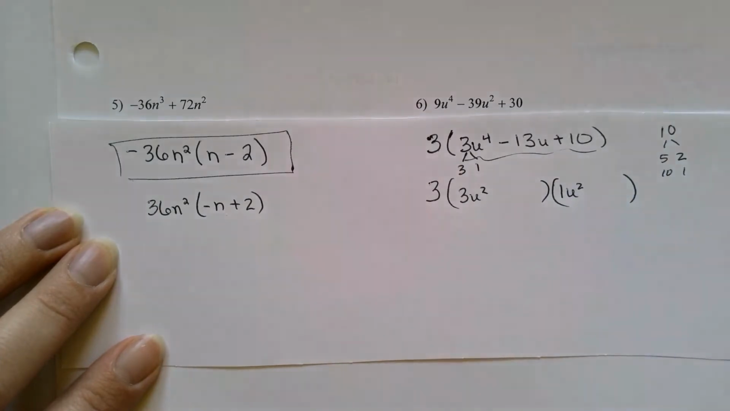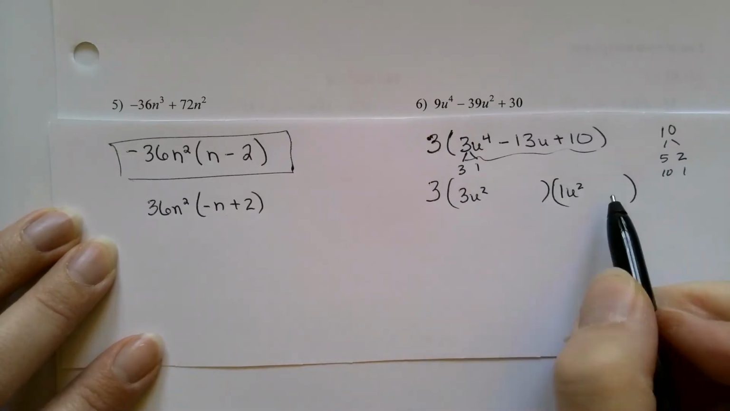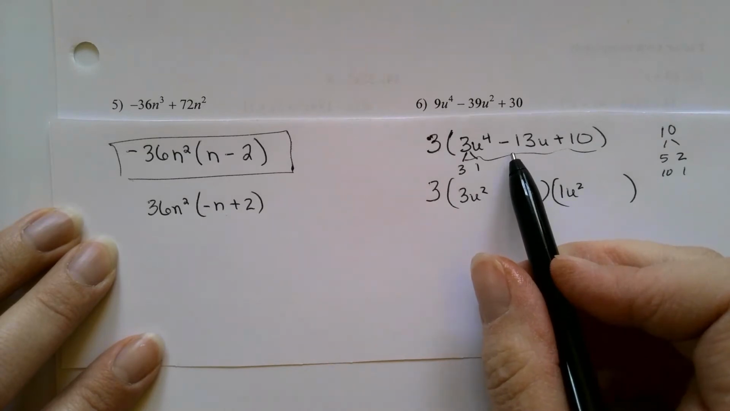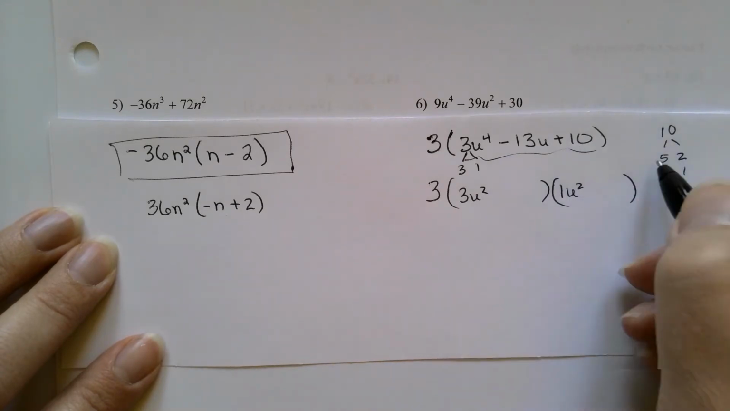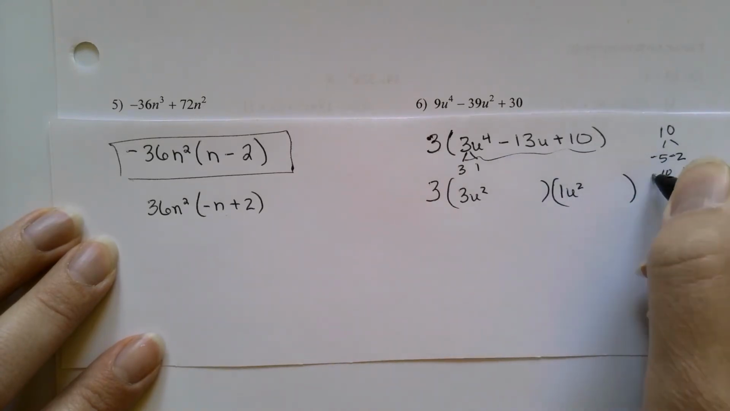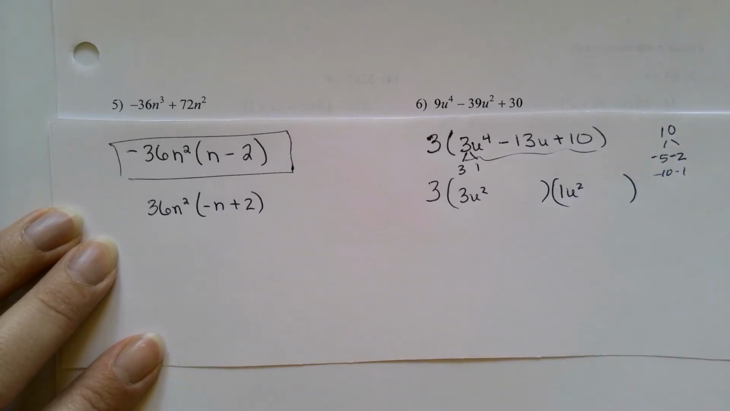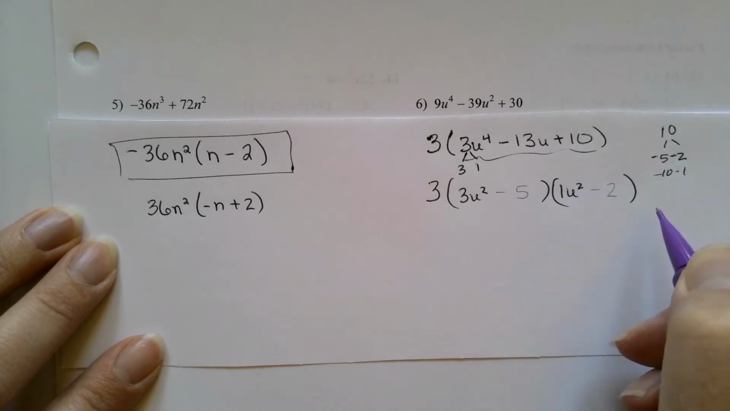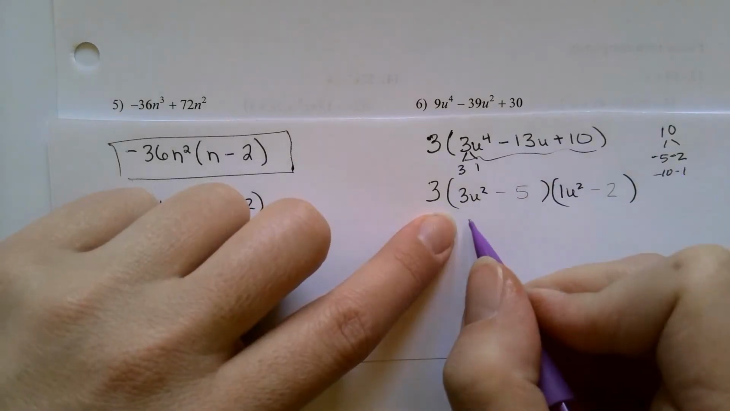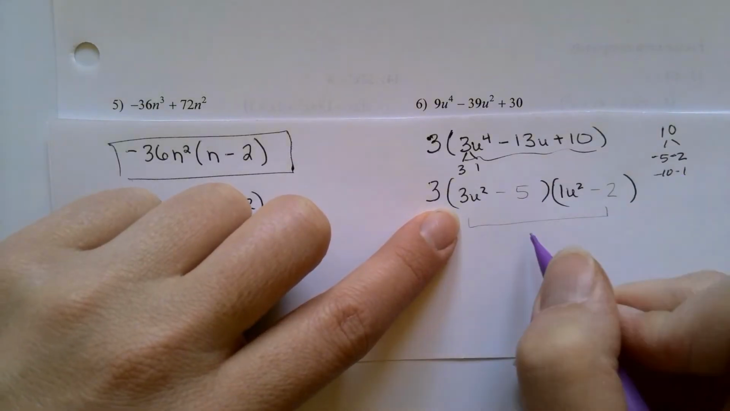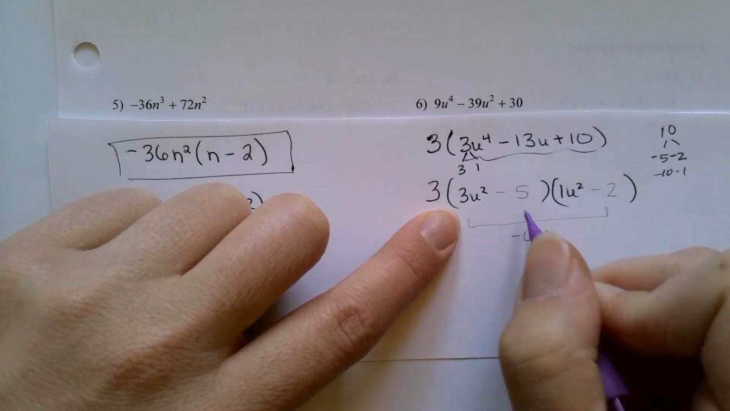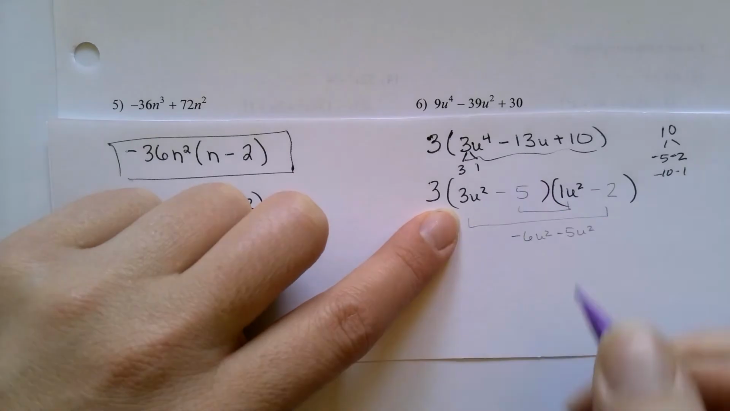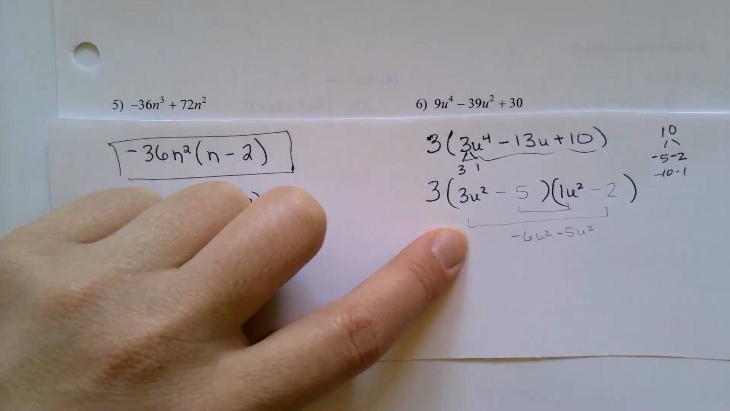Those are my options. Now, if I put a positive and a positive here, I end up with a positive middle number. So if I have a positive 10, I need a plus plus or a minus minus, and I'm choosing the negative signs. All right, back to my pencil. I'm going to go ahead and put in my negative 5 and my negative 2 and see if that works. So I'm going to test this. The outside is a negative 6u squared, and the inside is a negative 5u squared, which adds up to a negative 11u squared. So that doesn't work.